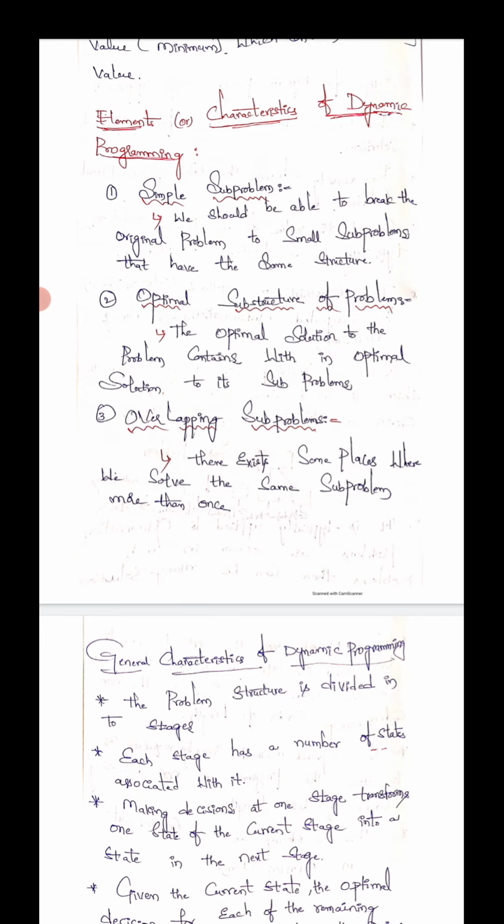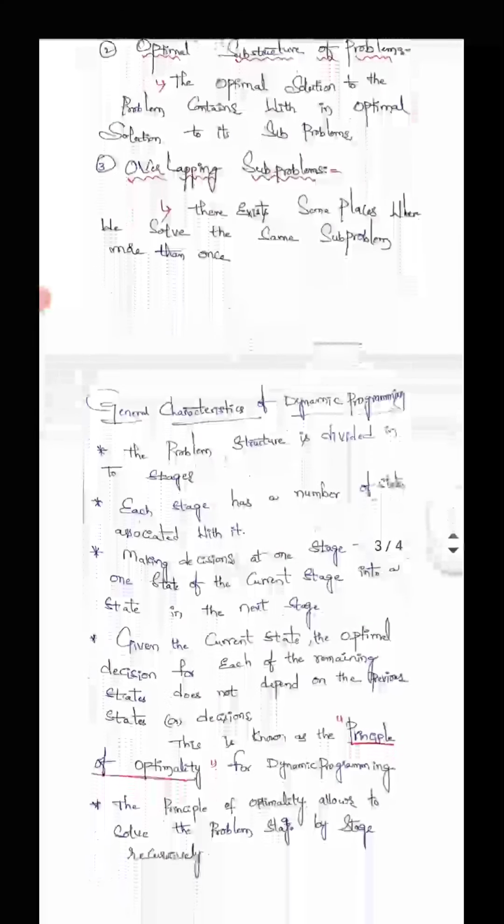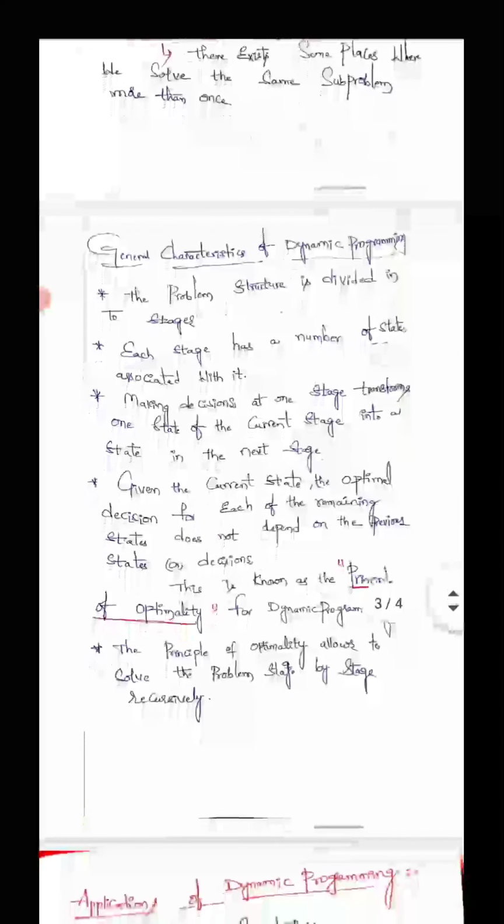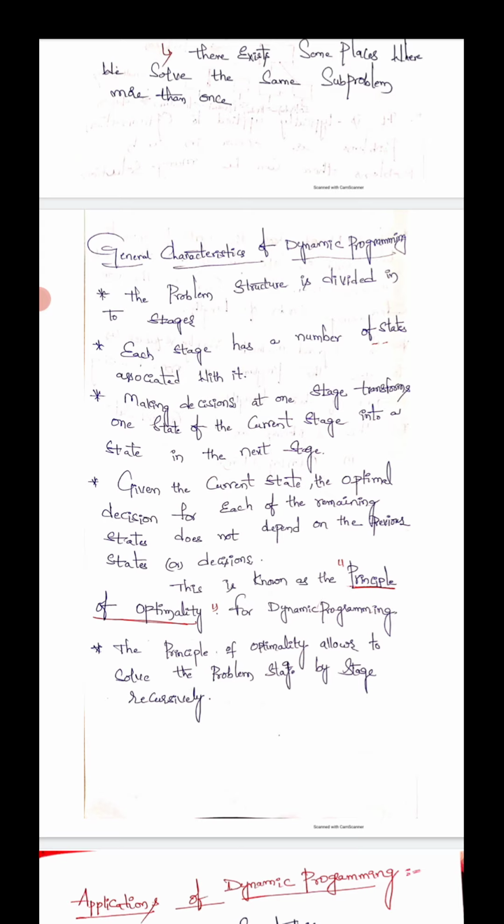Coming to the general characteristics of dynamic programming, I will say now itself what the elements or characteristics of dynamic programming are. Whatever the problem, you need to divide it into stages. Each stage has a number of states associated with it. We are making some decisions at one stage. We will transform one state at the current stage into a state in the next stage, and so on.